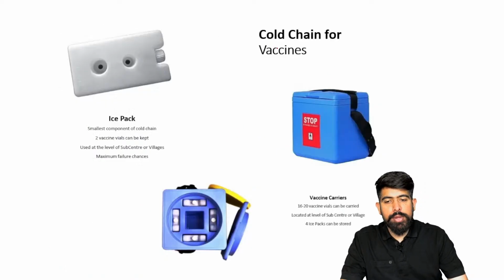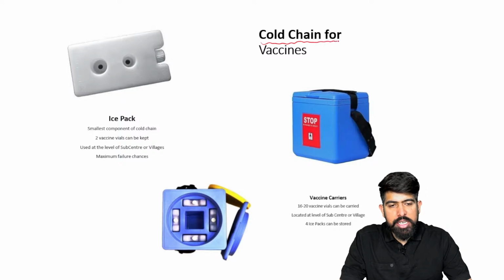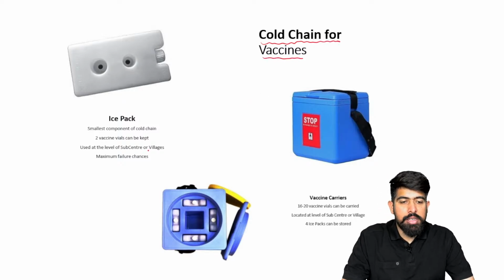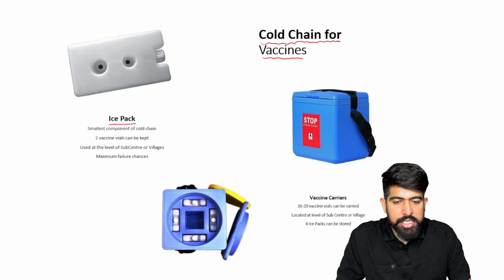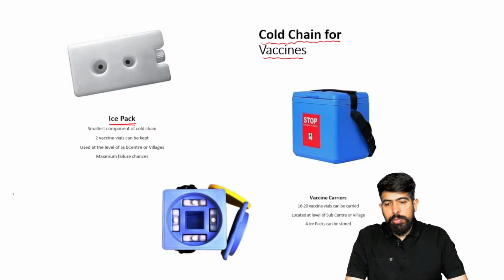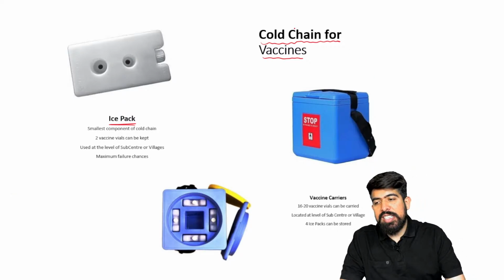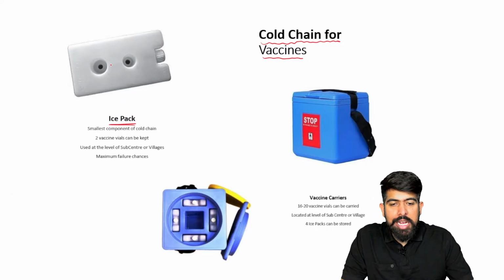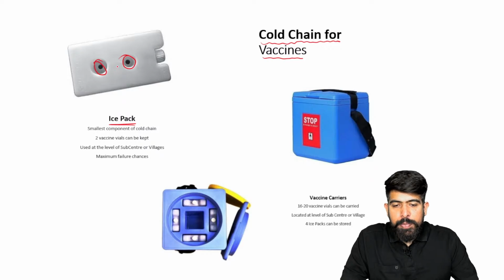Moving forward, next we have the cold chain vaccine equipment. What are the different things for the cold chain? The first one, which is the base, is your ice pack. This is the minor base of the cold chain. And in this ice pack, we have the space for putting two vaccines. We are putting in two vaccines.